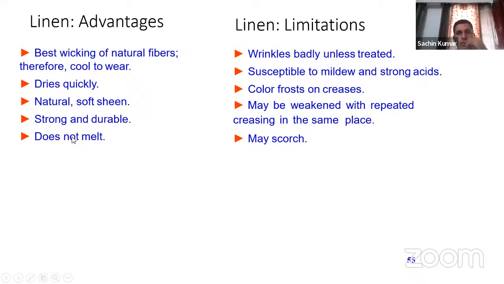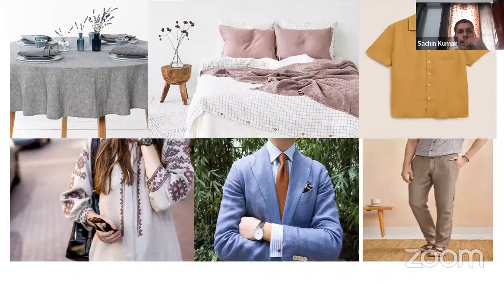Limitations: its wrinkling tendency is even more than that of cotton. This is due to its stiff nature, because long polymeric chains or a higher DP result in more stiffness. And the stiffer the material, the greater the tendency to wrinkle. When we repeatedly iron at the same place, its color fades. So color fades on regular creasing. These are the applications: table linens, bed linens, and clothing.